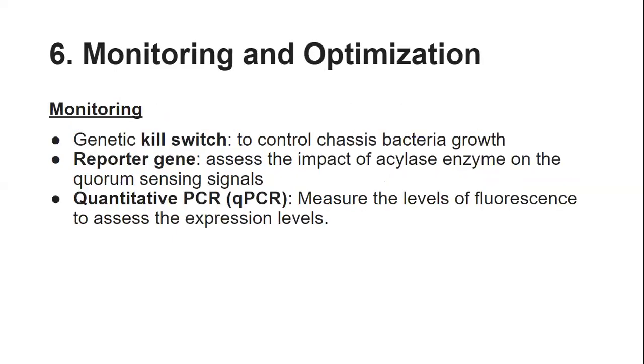Next slide. So two very important things for a synthetic biology project are monitoring and optimization. One way of monitoring the growth of our chassis bacteria, as Nelson pointed out, is using a genetic kill switch, which will use a specific environmental trigger, either excess growth or excess Acylase production, as a trigger for its own killing. And we can also incorporate a reporter gene or a GFP-like gene, which we can monitor at regular intervals through sputum samples or something to check if there is enough growth of the chassis bacteria and if it needs any control.